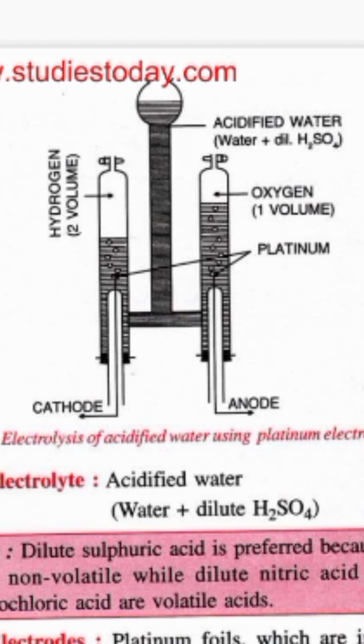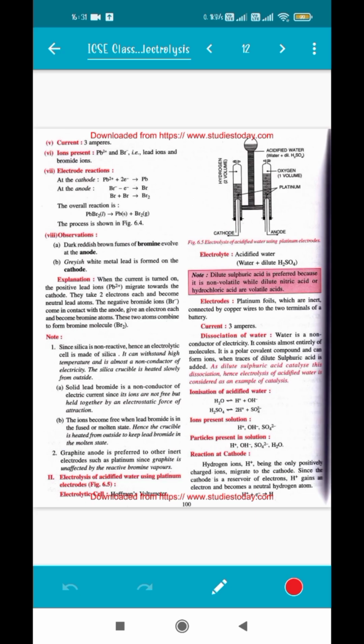So water is placed in the center tube, and on one side we have the cathode where hydrogen will be produced, because hydrogen is a positive ion, and on the other side oxygen will be produced. Since oxygen forms a negative ion, it will be formed on the anode side. So why is such a tube-like arrangement used? So that we can understand the formation of the gas.